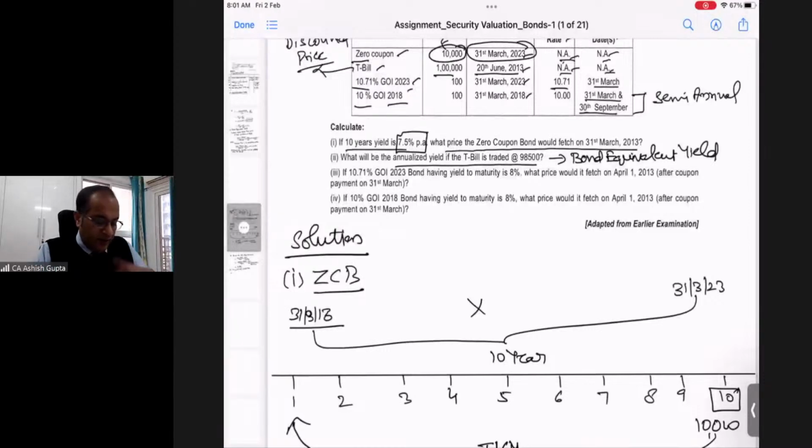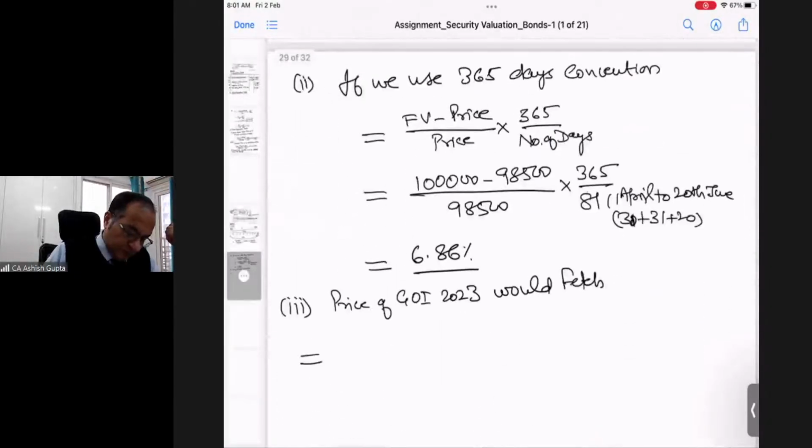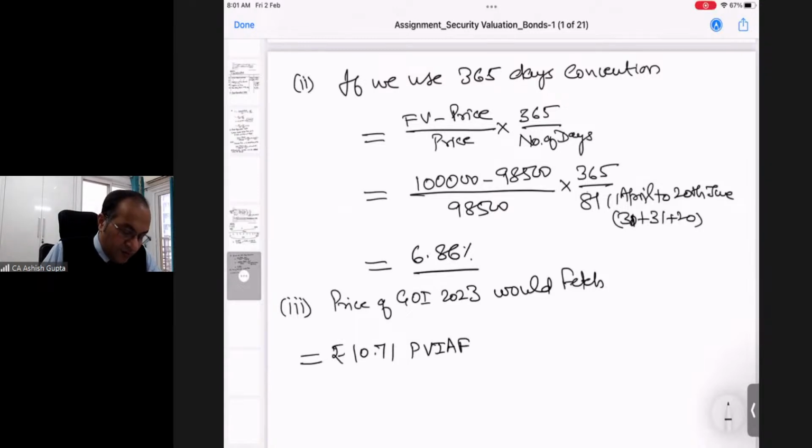Now next it says, what will be the price that a 10.71% bond will fetch where the yield to maturity is 8%. So we should use a discounting rate of 8%. So our coupon payment 10.70%, present value interest factor.